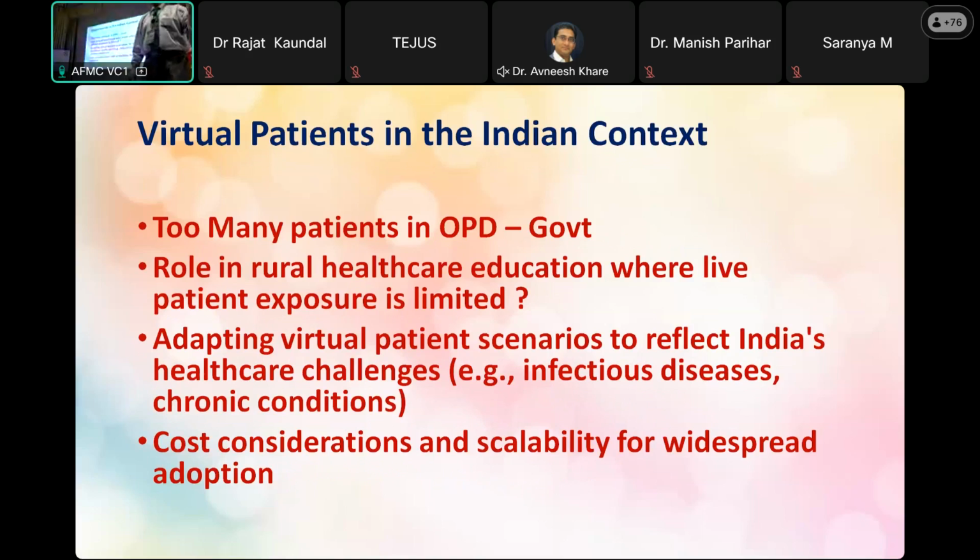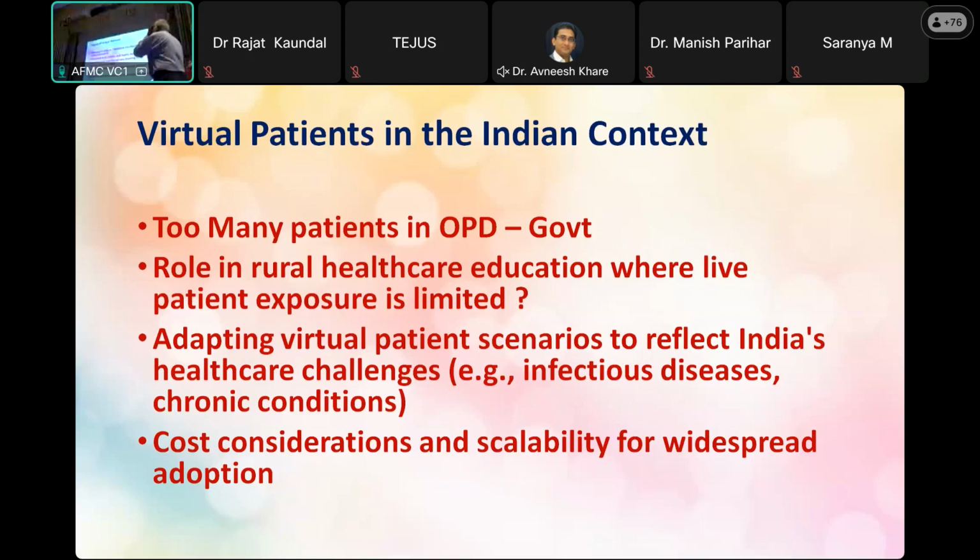I go there and many times I find their OPDs are empty. Adopting virtual patient scenarios to reflect India's healthcare challenges like infectious diseases, chronic conditions, and cost consideration, scalability for widespread adoption. I know we all, many times I see in our own practice, we do Indian jugaad. Jugaad is again our word, where we now try to work around it rather than going through it. And I'm sure we'll do this.